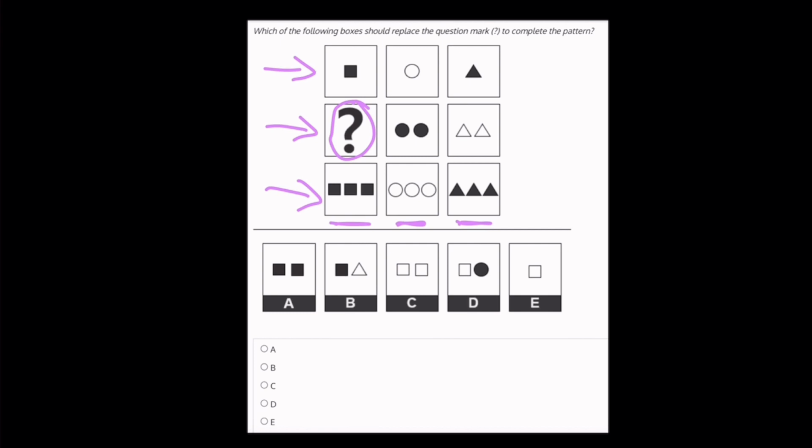Now, when we look at our answer choices, we actually see we have 2 answer choices that have 2 squares. So we need to find out, should this be 2 black squares or 2 white squares? So we need to return to the matrix and look at the pattern.